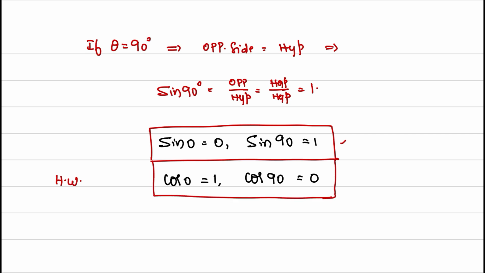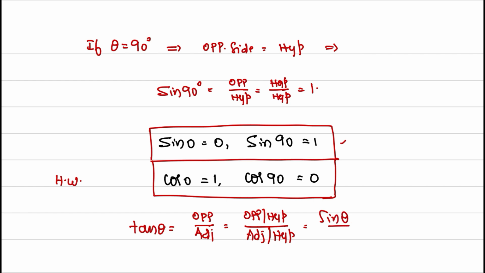When you know these two, we can easily say that tan theta is equal to opposite side by adjacent side, that is equal to opposite by hypotenuse divided by adjacent by hypotenuse, that is equal to sin theta by cos theta. That means you need not remember tan theta. Automatically, when you know the sin theta and cos theta values, you can get the tan theta value directly.